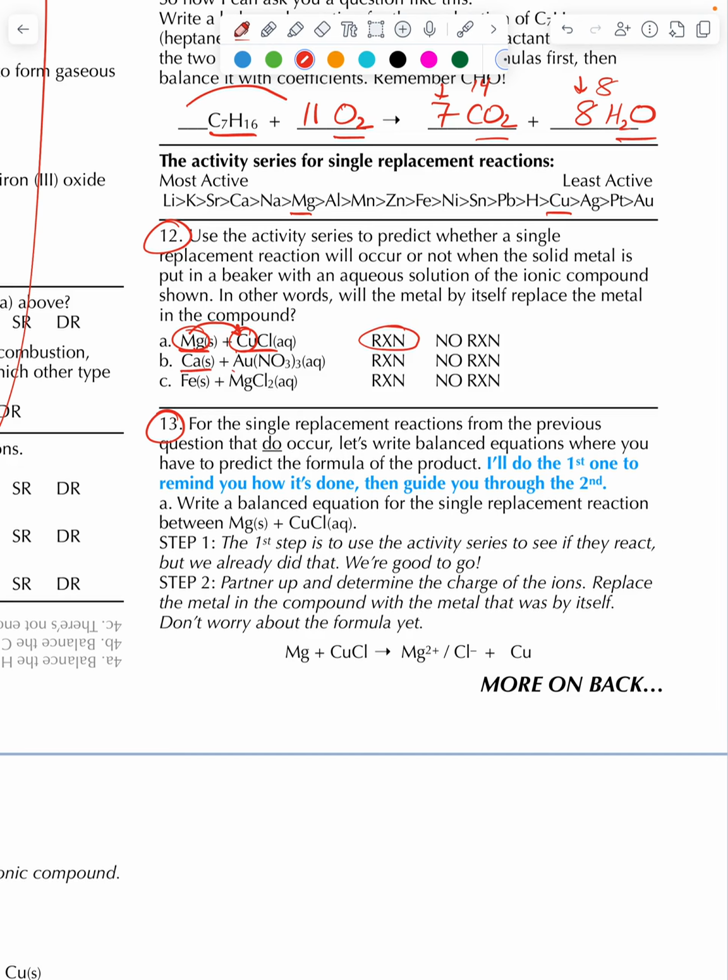What about calcium and gold? Well, here's calcium, here's gold. Yes. Of course, this is going to be no, right? Can iron knock off magnesium? Here's iron, here's magnesium. Nope.